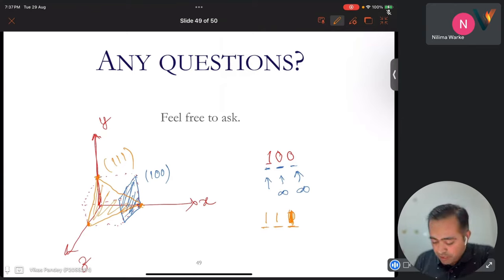Now, what is the angle between these two planes? If you draw it properly with a scale, you will be able to find it. I think it is 37 point something.